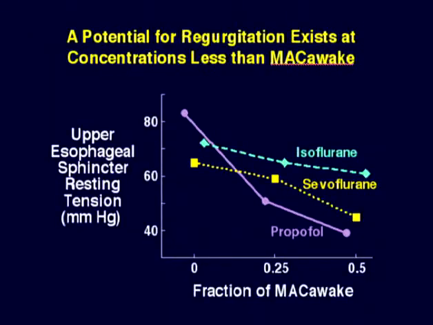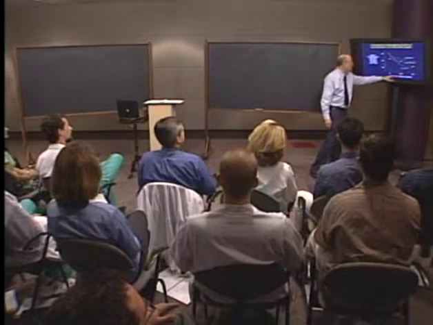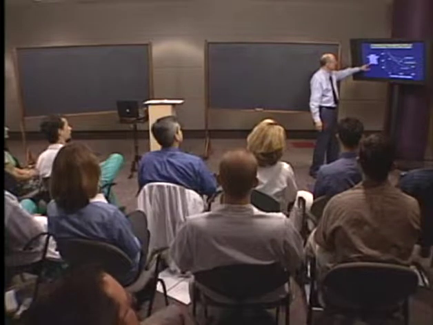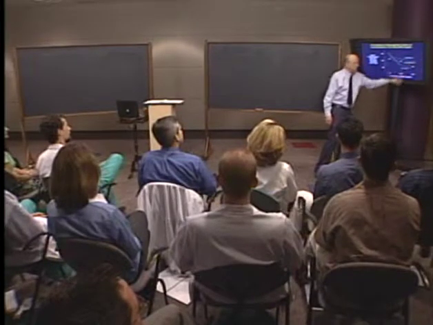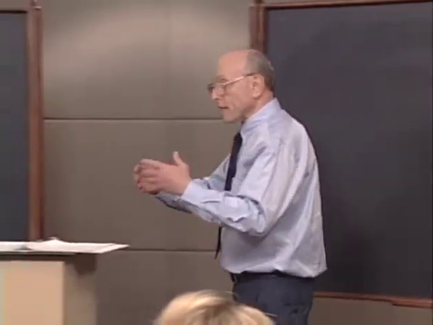This is a slide showing the potential for regurgitation at concentrations that are in fact less than MAC. So this is 25% of MAC. There's an increased potential for regurgitation, that is, a relaxation of the upper esophageal sphincter. At 50%, it's even greater. And that's true of all the inhaled anesthetics. So the quicker we can get down below MAC awake, and well below MAC awake, the better.